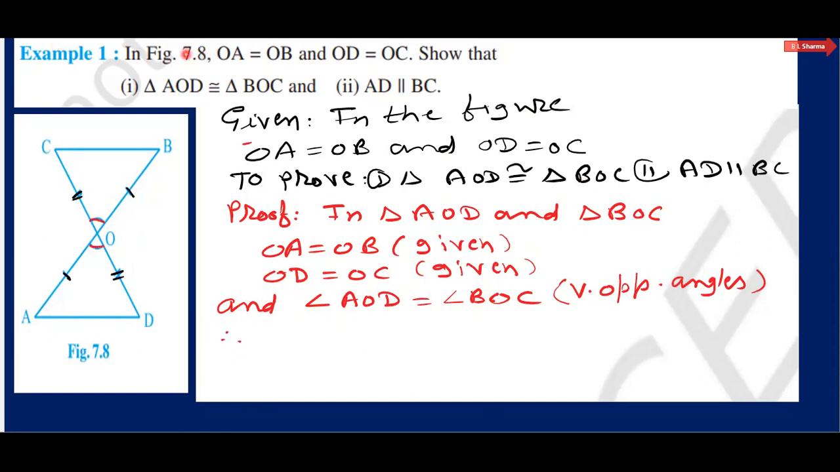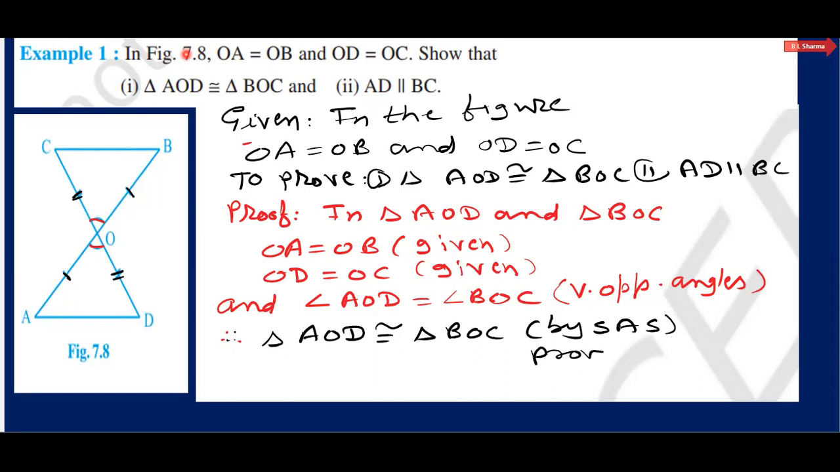Therefore, we can write, therefore triangle AOD is congruent to triangle BOC by which rule? Side angle side rule. And this proves the first part.